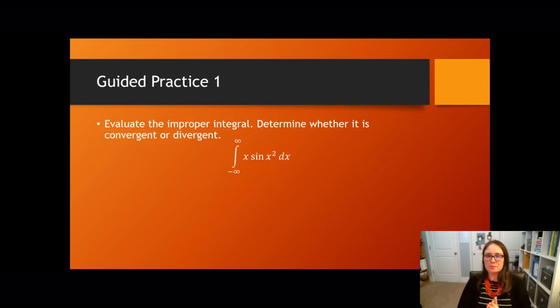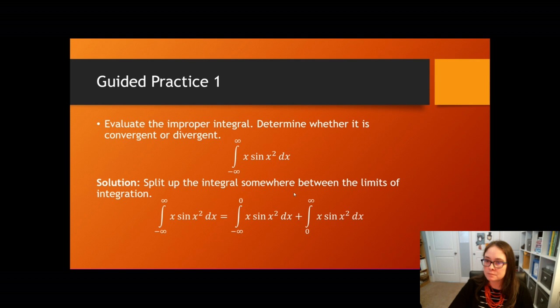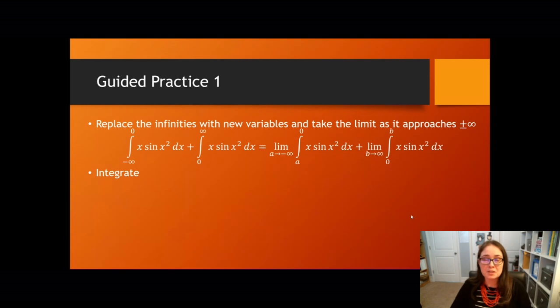So let's look at an example. I've got this improper integral here. I picked the hardest one where I have an infinity in both spots, so we can run through that together. I have the integral of x times sine of x squared dx. I'm going to split this up, just like I mentioned, at 0. So I'm going to do an integral from negative infinity to 0 plus the integral from 0 to infinity. I could have picked another value. I didn't have to pick 0, but it's just a convenient one.